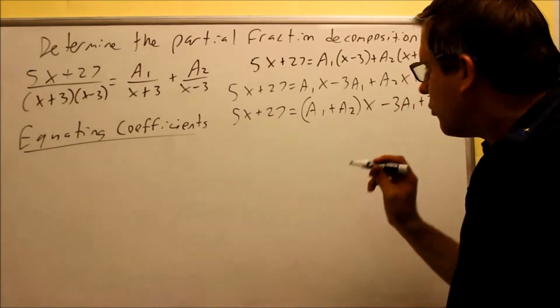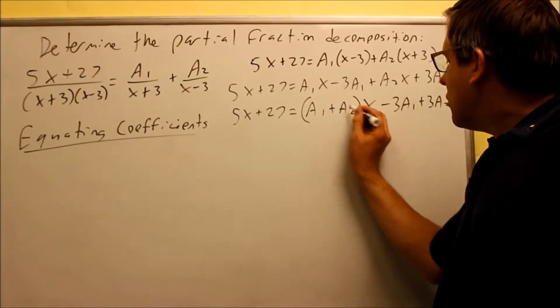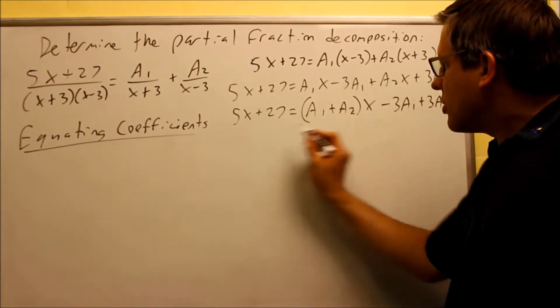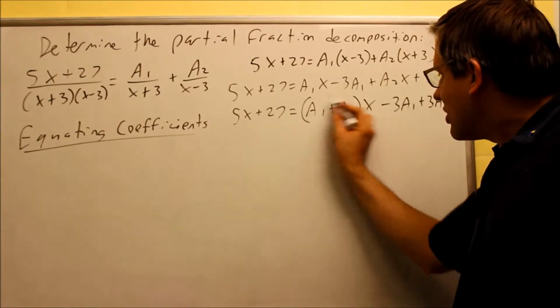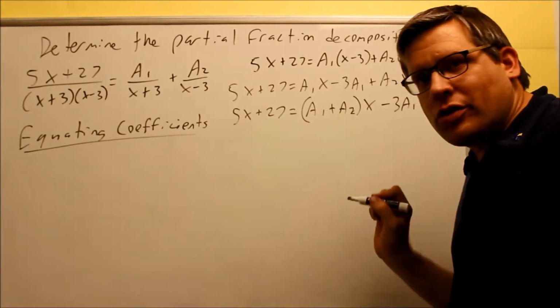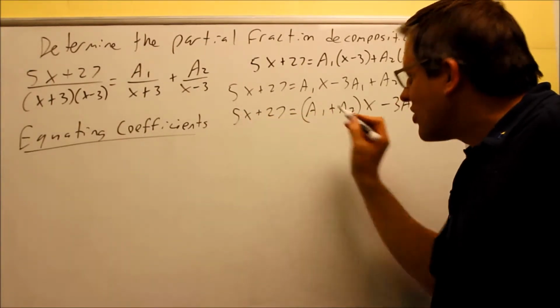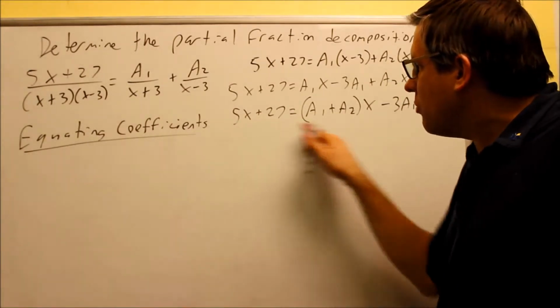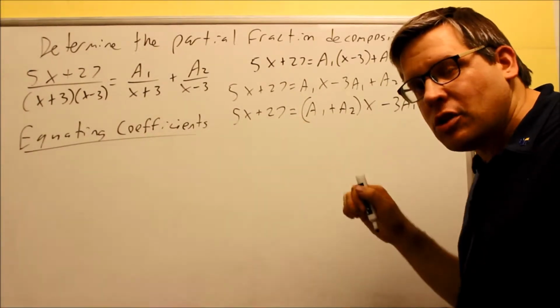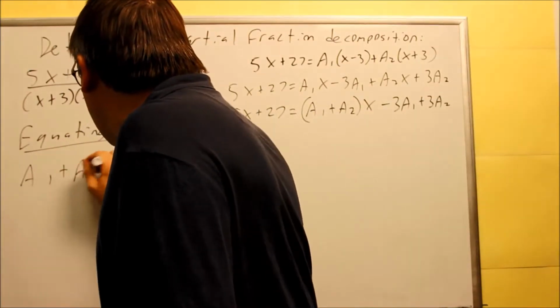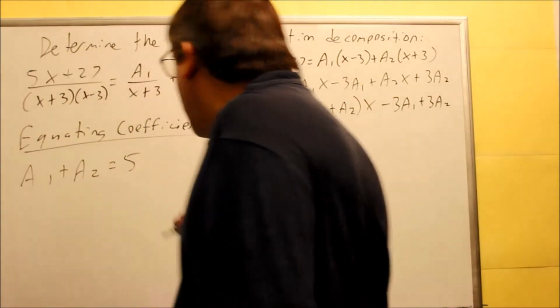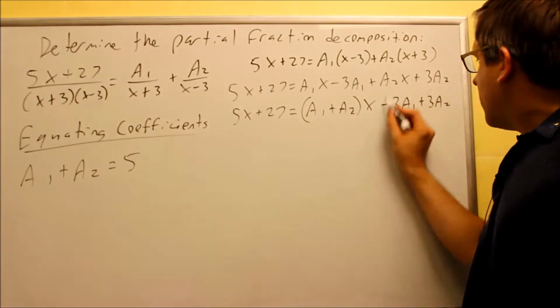So I'm going to take these two here and match these up with the coefficient of the x. So a1 plus a2 can be matched up with the 5 because these are the common coefficients. That's what we mean by equating coefficients. You're setting them equal. By doing that, I end up with this equation: a1 plus a2 is going to equal 5.